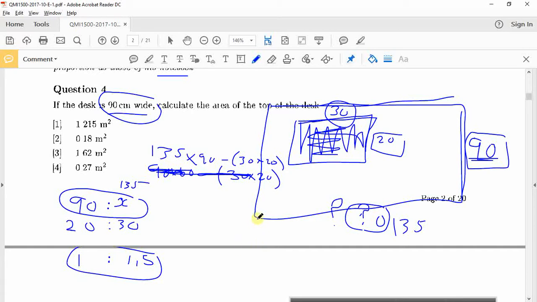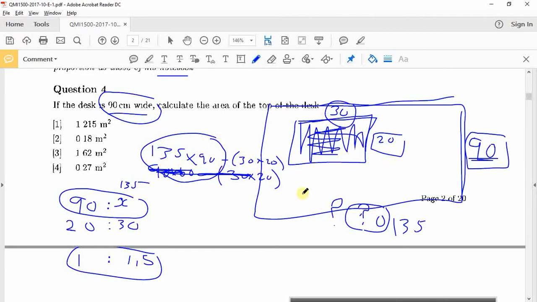Okay, what did you get? Not an option, let's see. 135 times 90, close brackets, minus, open brackets, 30 times 20, close brackets, equals 11550. Yes. Calculate the area of the top of the desk. Okay, so do they want the area of the exposed wood, or do they want the total area? If they just want the total area, then it's just that. I think they want the total. So without the book. Yeah.